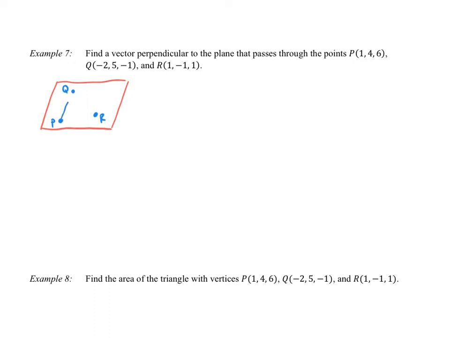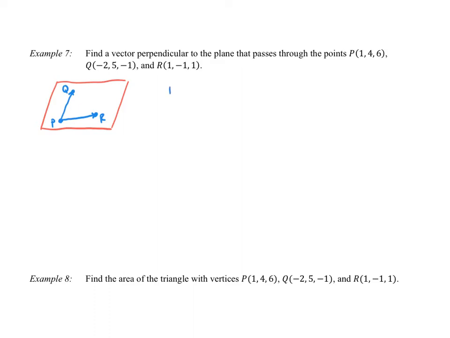So if we're able to create a vector PQ and another vector PR, both of those vectors are in the plane. They're parallel to the plane. If we were to take the cross product of those two vectors, then we get a vector that is perpendicular to both of them, and so would be perpendicular to the plane.